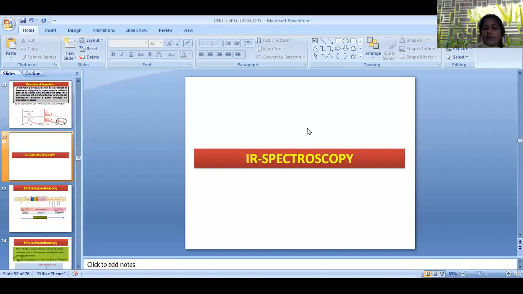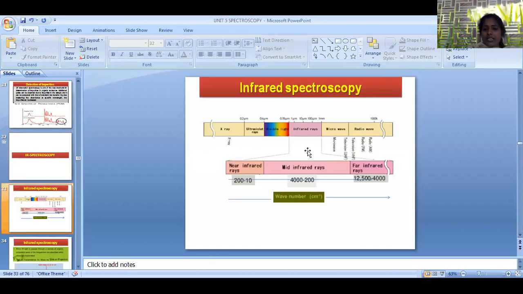So infrared spectroscopy, after UV visible, the next energy level will be infrared spectroscopy. It lies in between the UV visible and microwave regions. This in-between region is called IR, the infrared region. So near infrared, middle infrared and far infrared regions will be there.